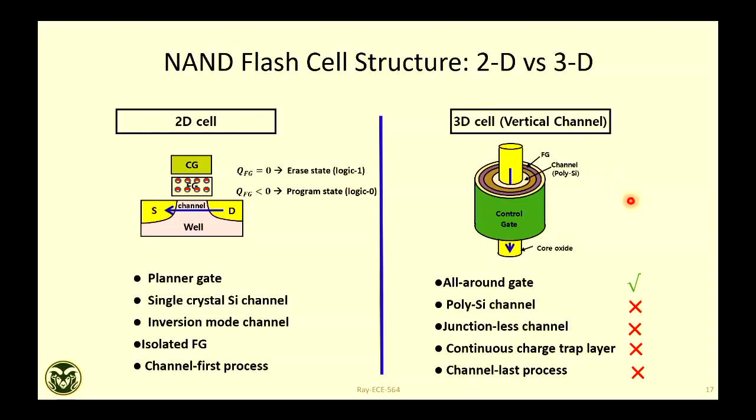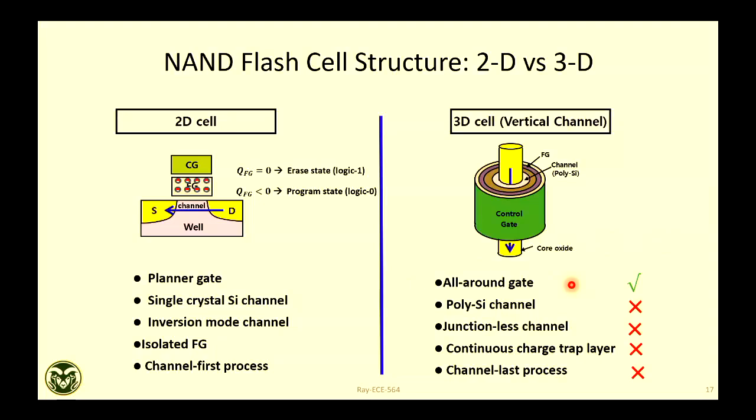But these are all revolutionary changes, right? Instead of making a planar gate, you make a gate all around. Instead of making single crystal silicon, you are making polycrystalline silicon, and this is a negative. Why is gate all around a positive thing? Why is going from planar to all around a good thing?